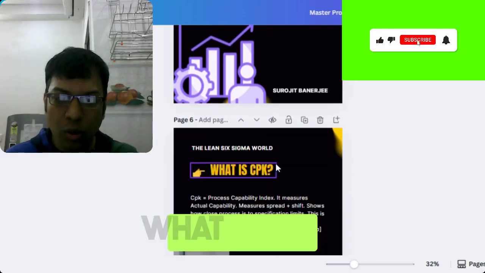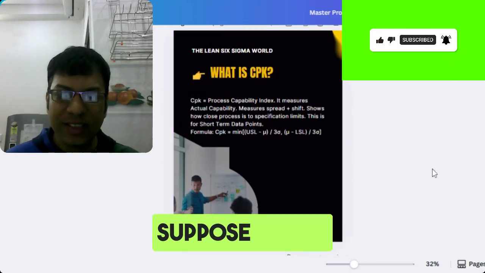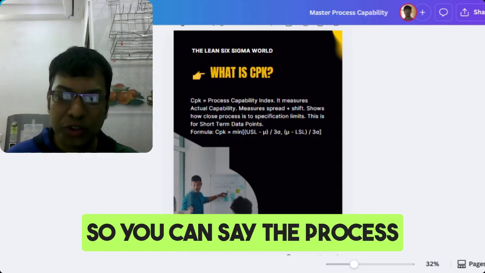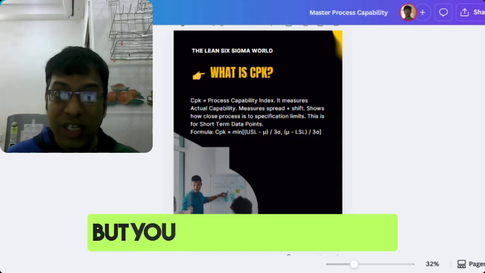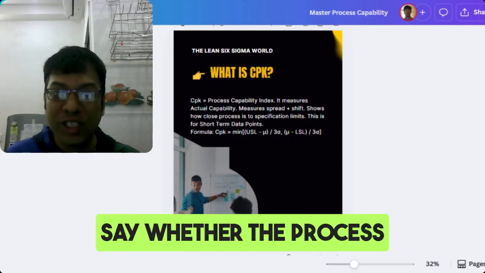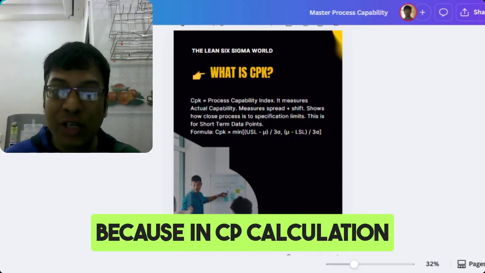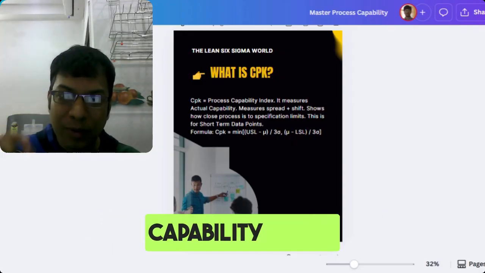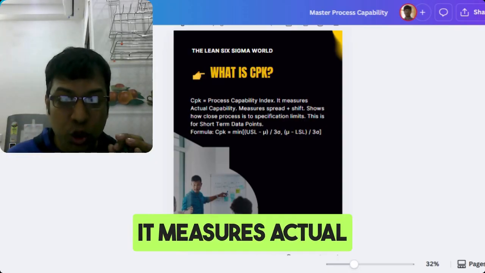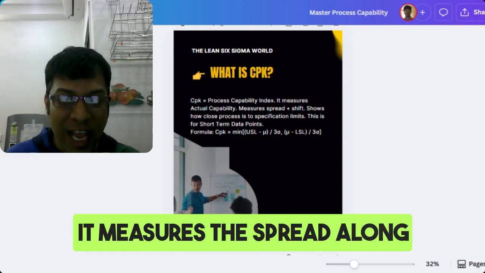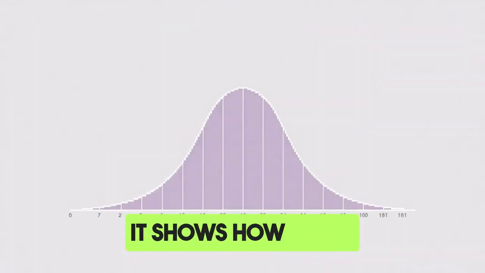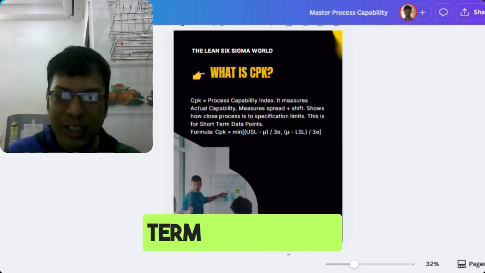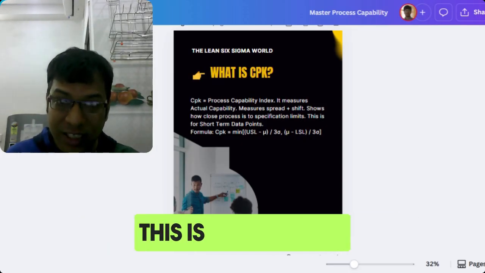Now I'm moving into what is CPK. So if CP is greater than 1, you can say the process is capable of meeting the requirements of the customers, but you cannot confidently say whether the process is centered or not, because in CP calculation we assume that the process is centered. So CPK is the process capability index. It measures actual capability. It measures the spread along with the shift. It shows how close the process mean is to the specification limits. This is for short-term data points to find out CPK. This is a process capability index.